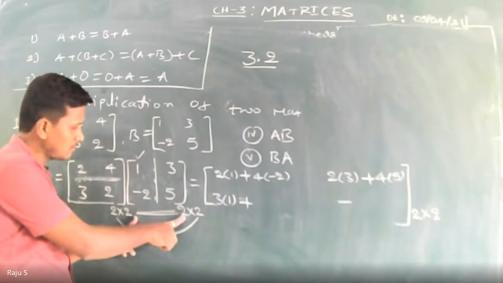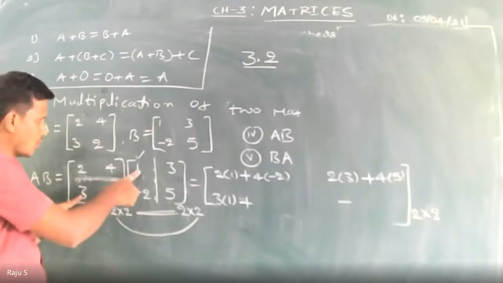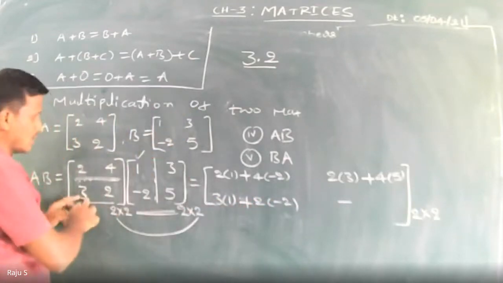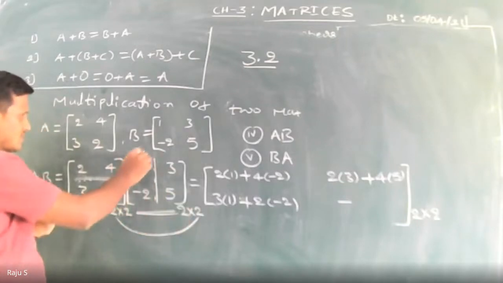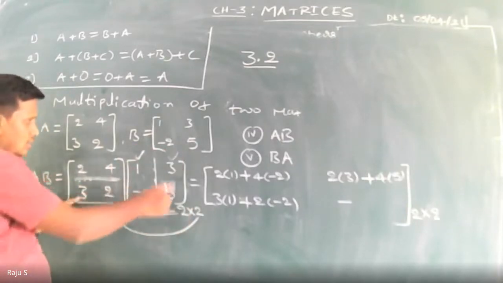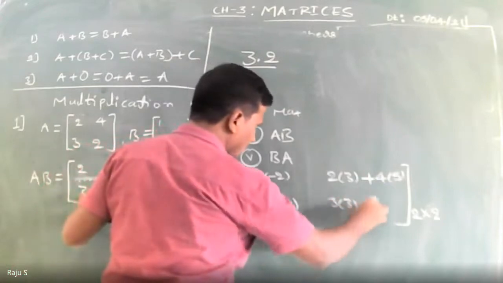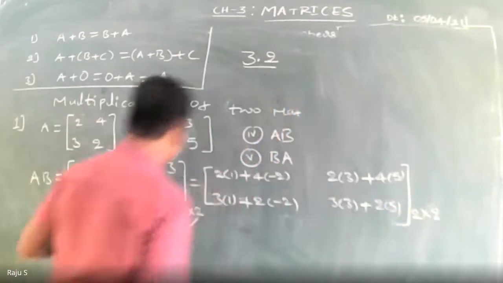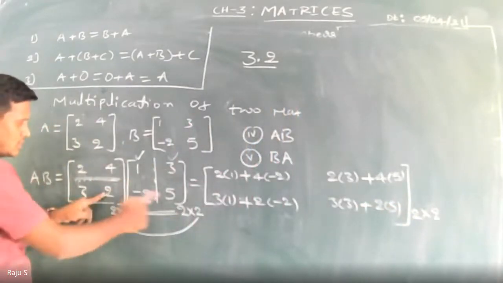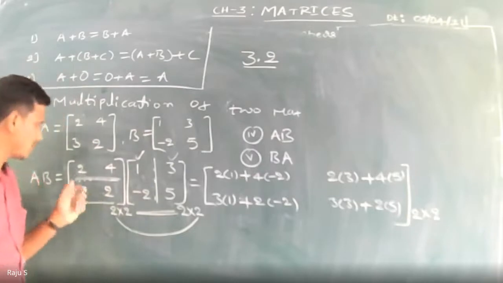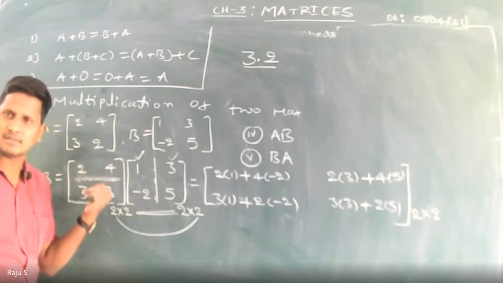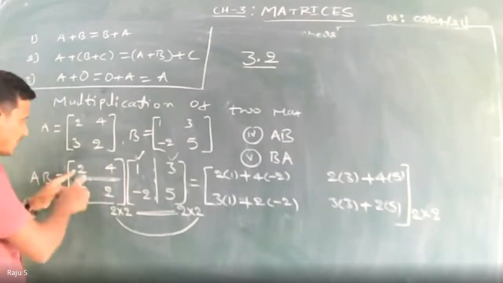Clear, Kishore? Yes. Fine. So next 3 into 1 plus 2 into minus 2, and next, this first column is completed, now the second. 3 into 3 plus 2 into 5. Once again, just concentrate here. I am taking the 2 by 2 here. Next I am going to take the 3 by 3.